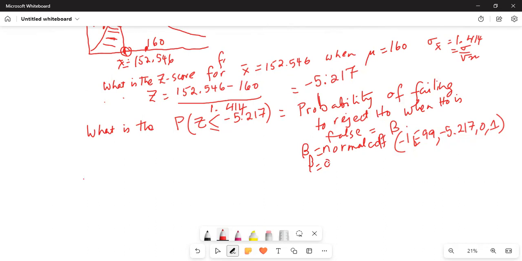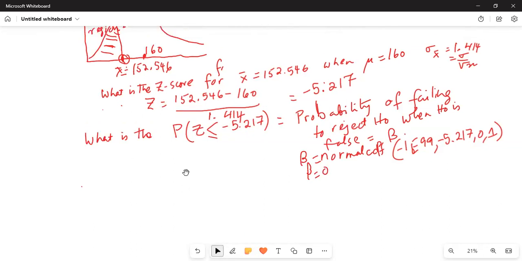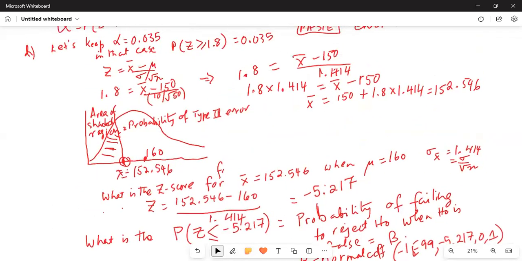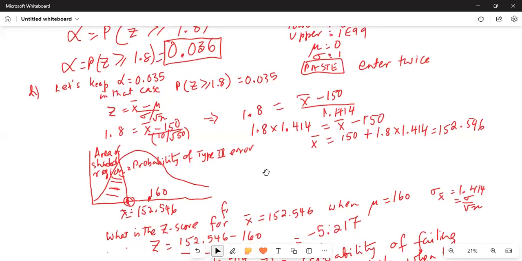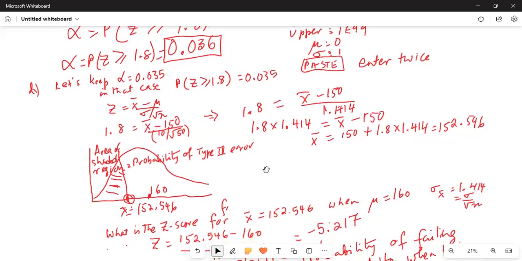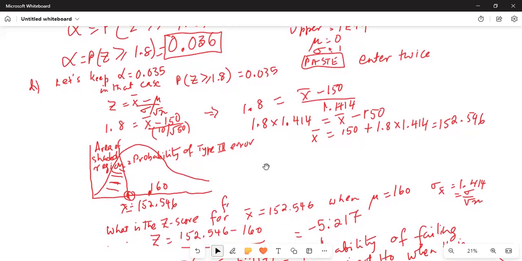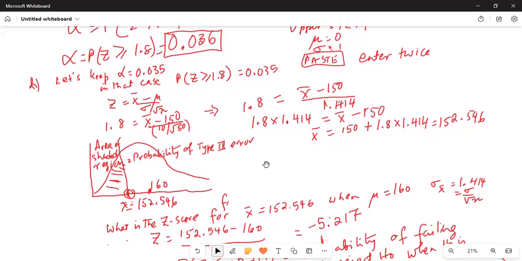Okay. So in part D, what we did actually is we were given the actual mean temperature is 160. And we found the sample mean temperature from the previous part, X bar, which is 152.546. How did we achieve that? How did we get that?